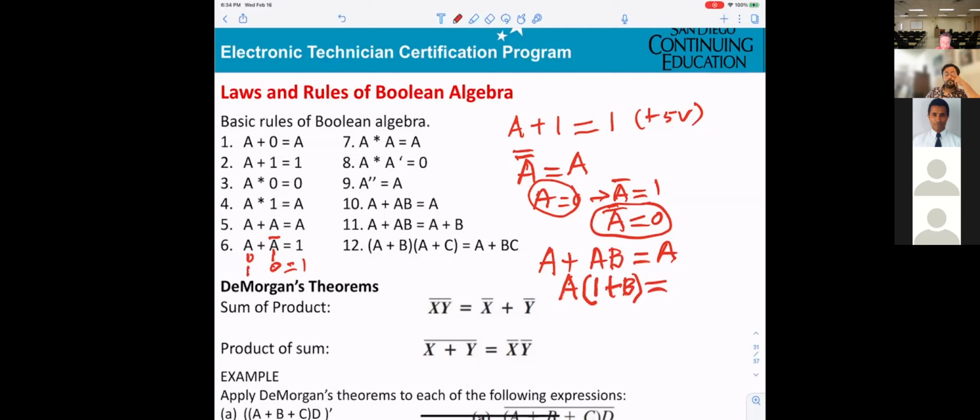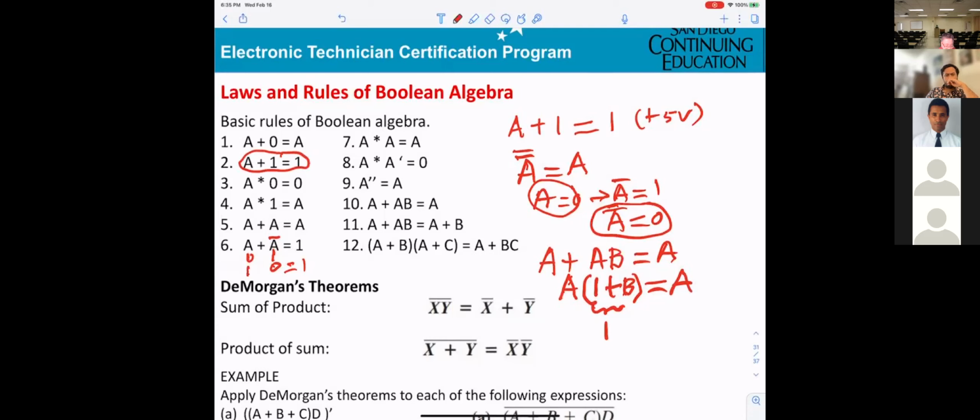A times 1 is A, A times B will be AB. So now 1 plus B equals what? 1. Equals 1, and 1 times A still gets A. That means A plus AB equals A. Likewise, A plus 1, B plus 1, C plus 1 equal A or B or C. Okay? And this is just a product here.